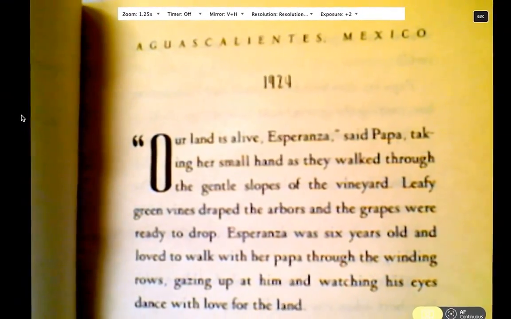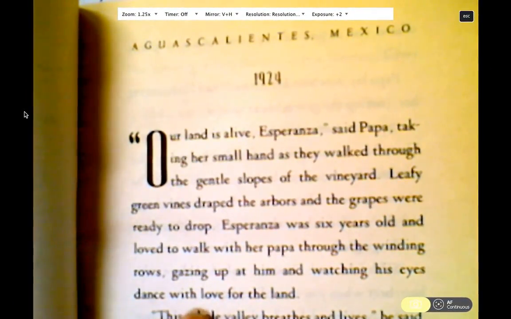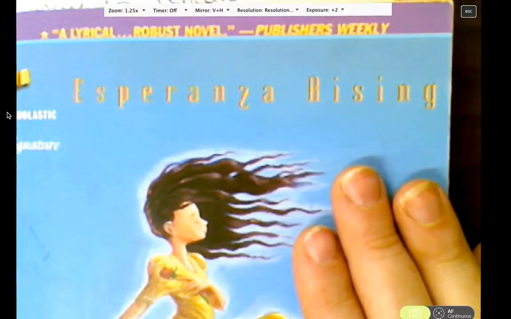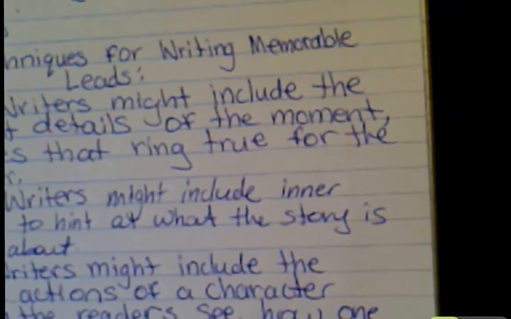Okay, so that's another one. We have some figurative language right here, watching his eyes dance with love for the land. That's personification. This is from Esperanza Rising. If you would like to read more from that, you're more than welcome to. I'm going to go to the next lead.